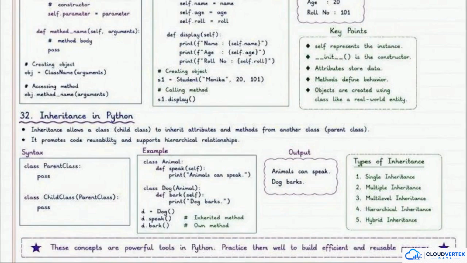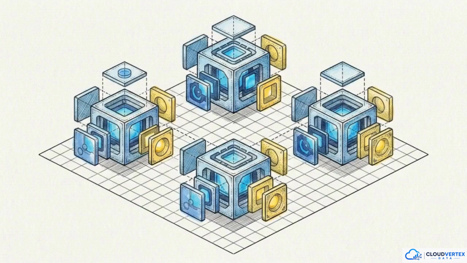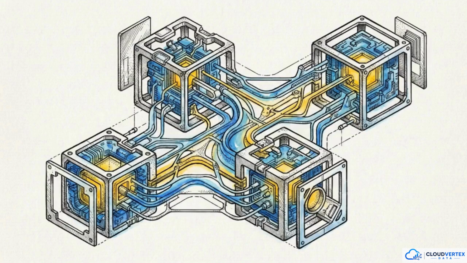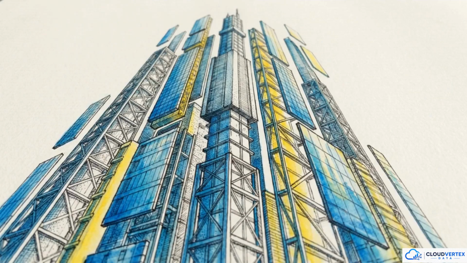Below that, we see inheritance in action. A child class, like a dog, can automatically absorb all the traits and abilities of a parent class, like an animal. You only write the shared behaviors once. By organizing code into neat, self-contained objects that share traits intelligently, software systems can grow to millions of lines long without collapsing under their own weight.